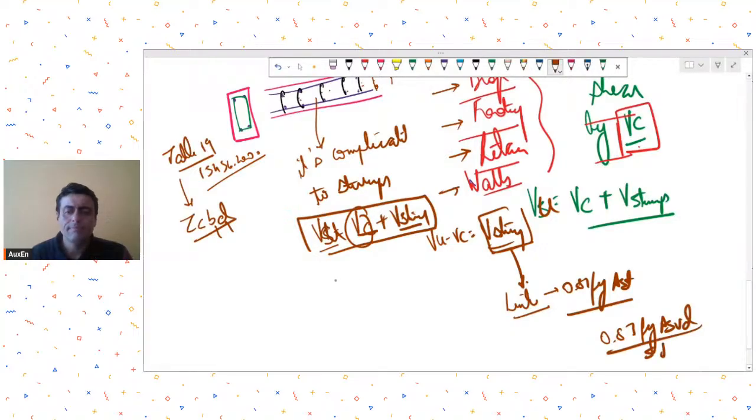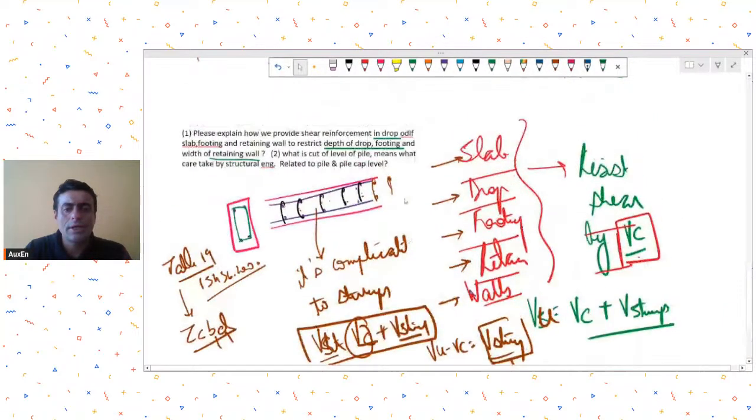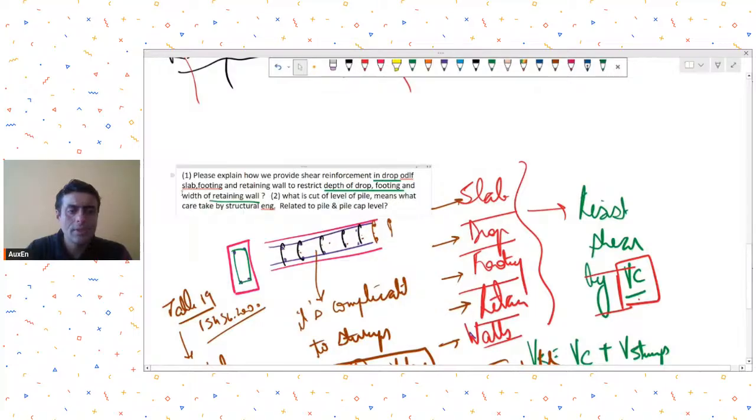Sv. If you are providing bent up bars to resist the shear, then accordingly you can use that formula with sine alpha. So it will depend on what type of arrangement you are going to provide. Accordingly you can provide shear reinforcement.